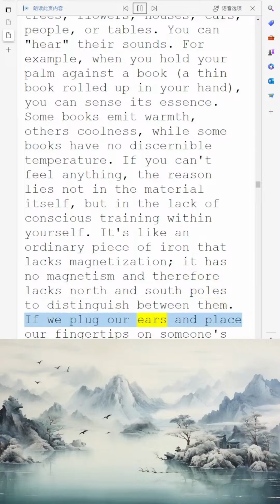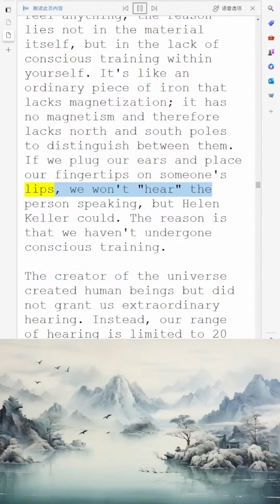If we plug our ears and place our fingertips on someone's lips, we won't hear the person speaking, but Helen Keller could. The reason is that we haven't undergone conscious training. The creator of the universe created human beings, but did not grant us extraordinary hearing.